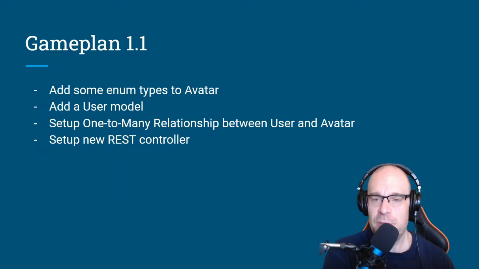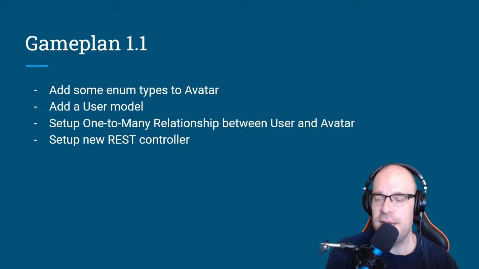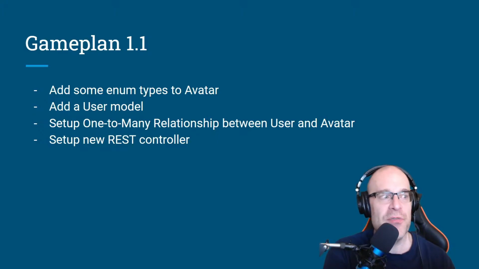In this episode, we're going to go through a few different updates. We're going to be adding some enum types to the avatar model, to give us a way of providing strict support for things like race type and class type. So things like paladin, warrior, hunter, druid, ranger, and race types like human, dwarf, elf, halfling, whatever you want to add into your avatar model.